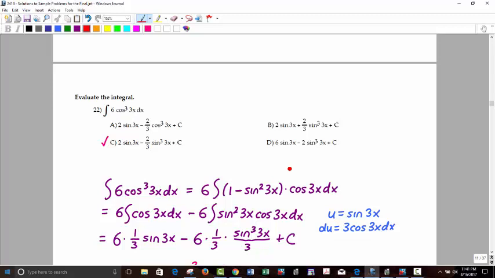Let's take a look at this one, number 22, 6 times cosine cubed of 3x. So this is one of the deals where you have cosine odd and positive, means you have to save one of the cosines. So in this case, we take away a cosine, that leaves cosine squared, and then we convert cosine squared into 1 minus sine squared. So we have a cos of 3x, and then a 1 minus sine squared of 3x.